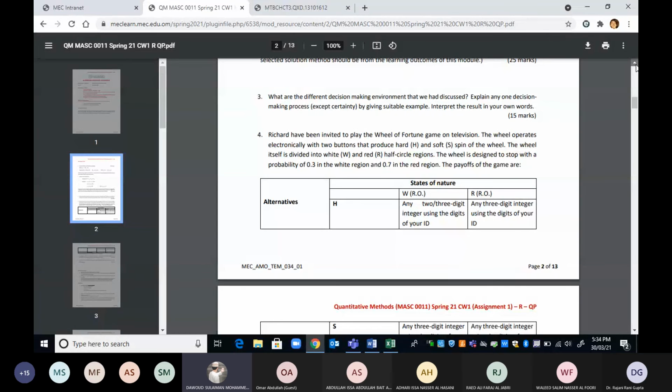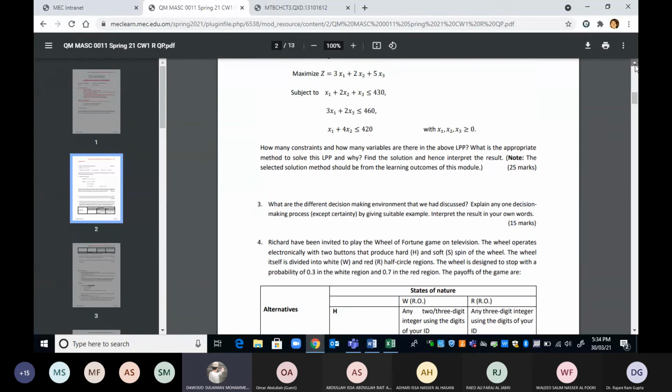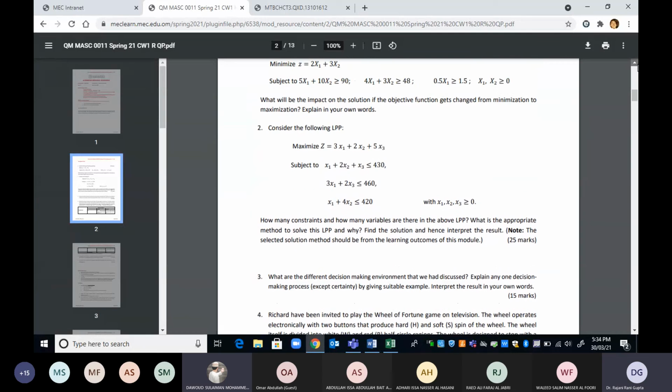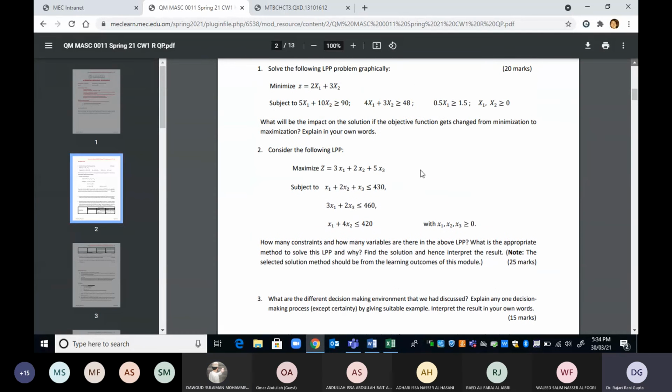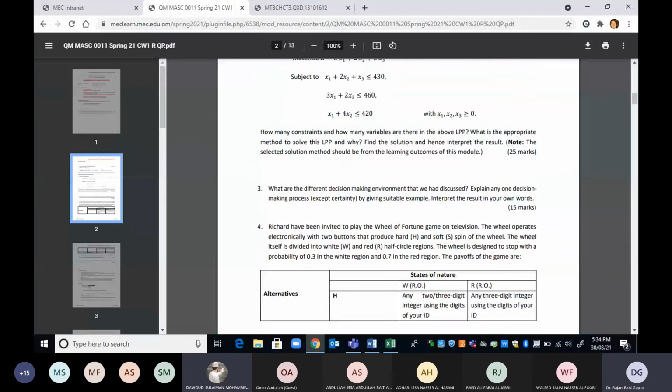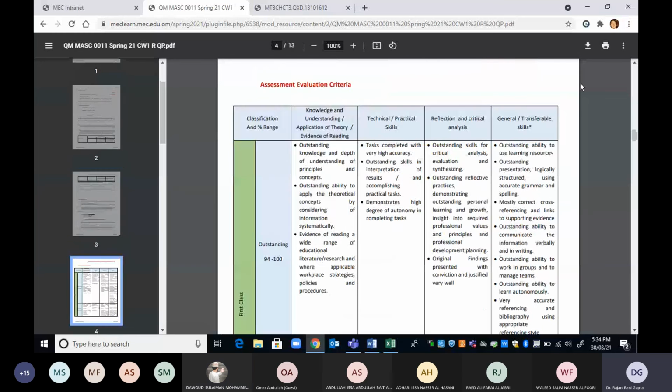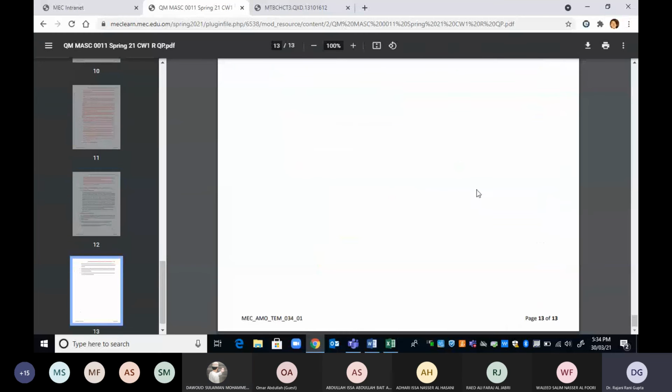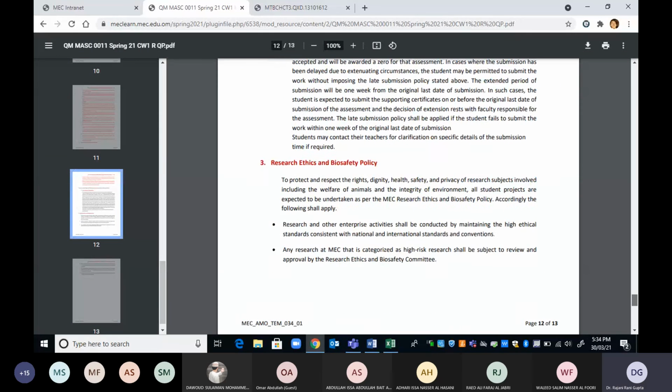That is, from your ID card or student ID. Your MEC ID. Okay, it means the question itself is not clear to you. I thought you were asking about the solution method. Tell me. I will clarify this now.